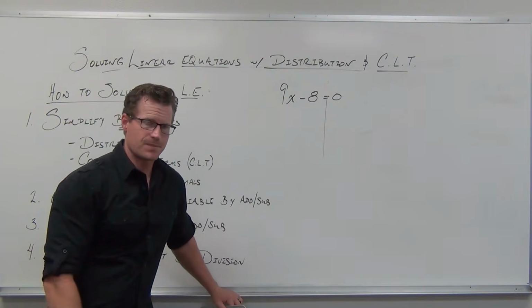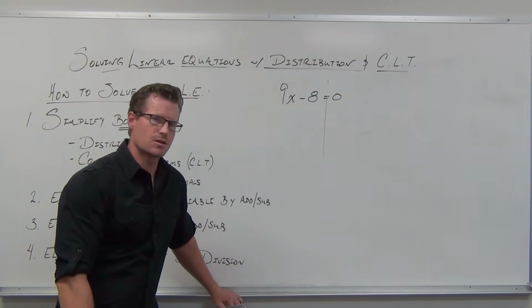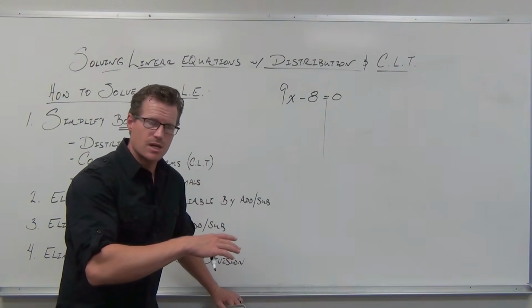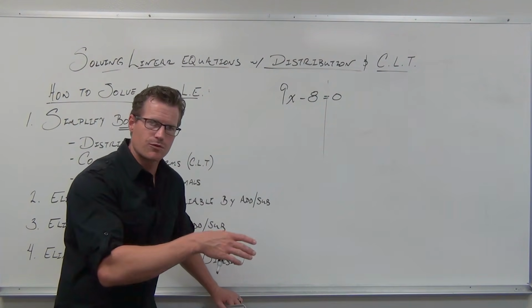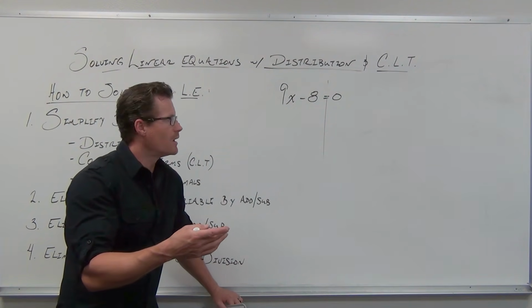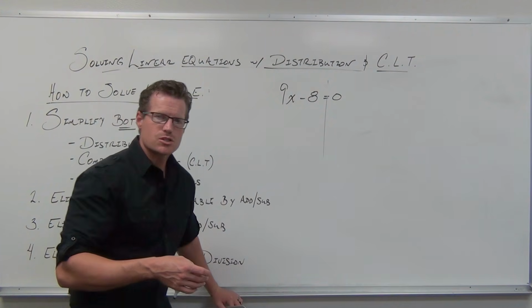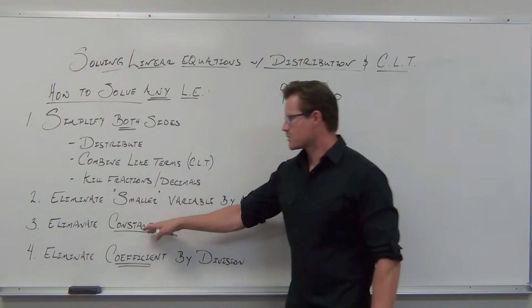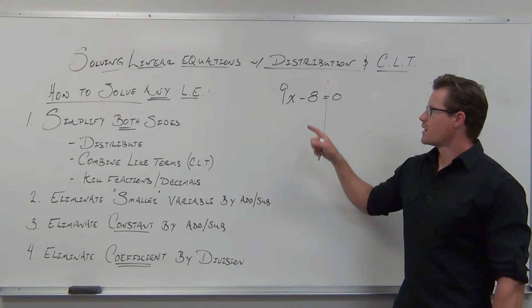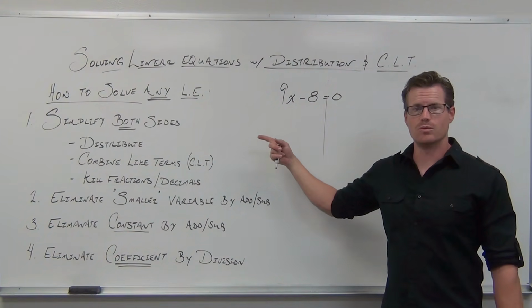Now, step 3. This is where we're at in this particular problem. We've simplified both sides. We've got rid of the smaller variable. There's only one. Can't do that. Now we get rid of the constant term. When we're talking about the constant term, it is a term without a variable.